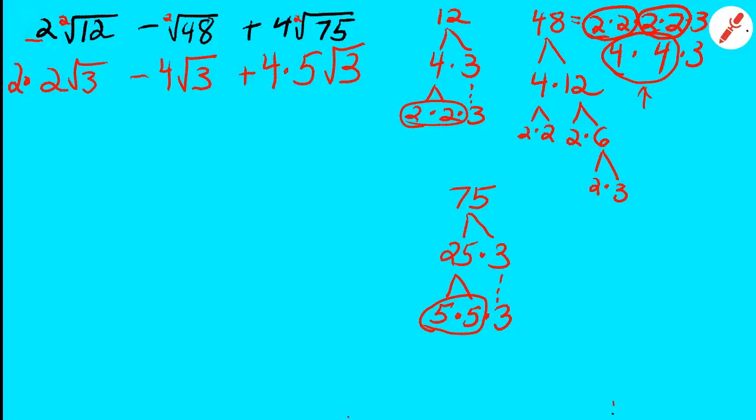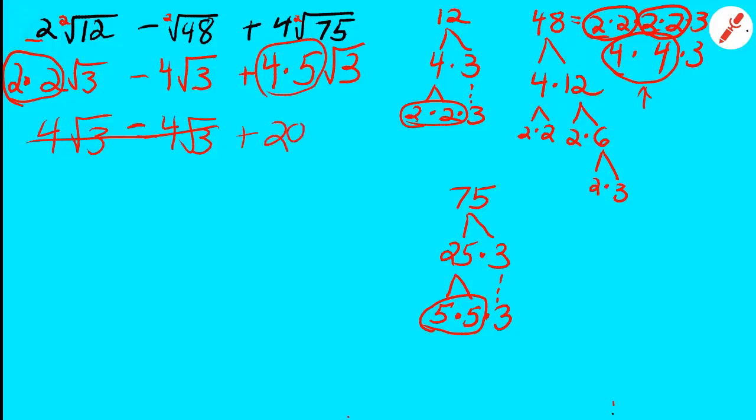Okay, I'll have 2 times 2 is 4, right? So that's 4 times the square root of 3, and then we're subtracting 4 times the square root of 3. So these two are going to zero each other out. Let me put the minus sign back though. Now, plus 4 times 5 is 20. 20 times the square root of 3. So our answer is going to be 20 times the square root of 3.